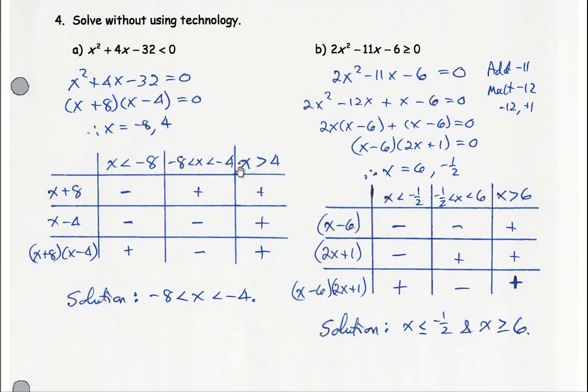For question number 4, it says solve without using technology. And so we would want to factor this x squared plus 4x minus 32. Look for two numbers that add to 4 and multiply to negative 32, which would be positive 8 and negative 4. So it'll factor into x plus 8 and x minus 4. And so the zeros to this quadratic would be at negative 8 and 4.